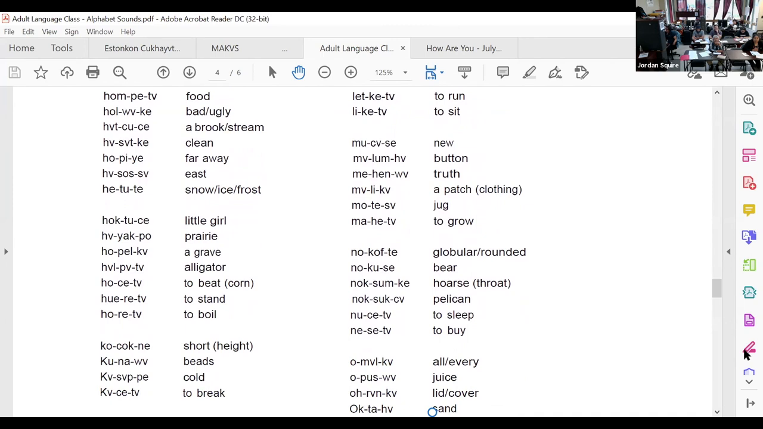Button, malumha. And that's a descriptive word. That's just saying it's laying on, because they do. They just lay on you. Malumha. It's a descriptive word. It's just laying on your shirt. Truth, mahinwa. A patch, malega. Okay, look here. Button is malumha, laying on there. Malega means laying on it.